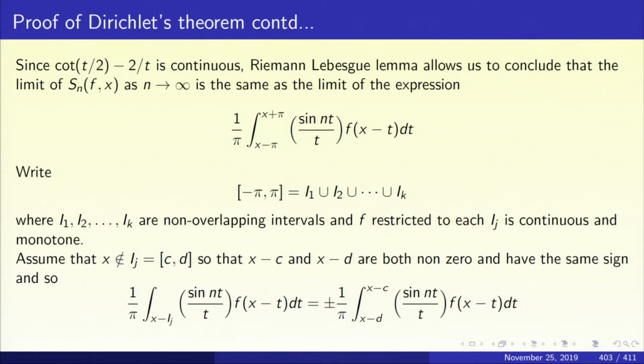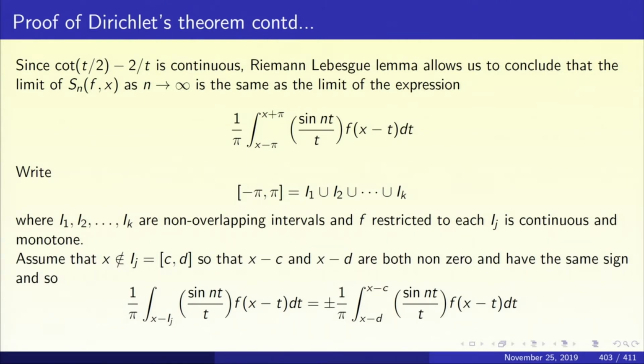Which means what? Which means x minus c and x minus d have the same sign. They are both positive or they are both negative. Neither of them is 0. So 1 upon pi times x minus Ij, x minus pi to x plus pi, that will be x minus I1 union x minus I2 union x minus I3 etc. union x minus Ik. Now I am looking at the contribution of the integral from x minus Ij of sin nt by t f of x minus t dt.